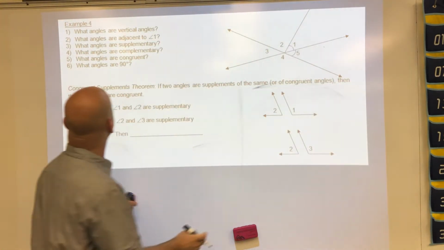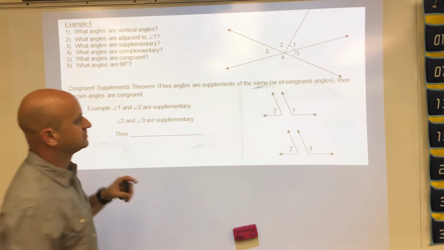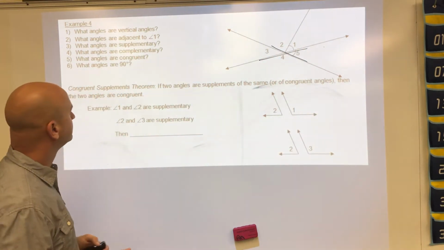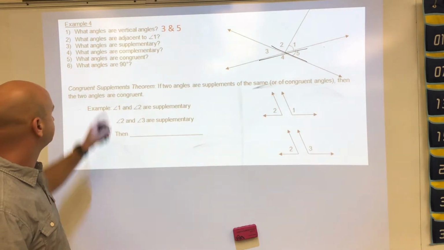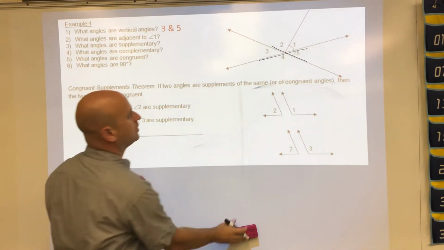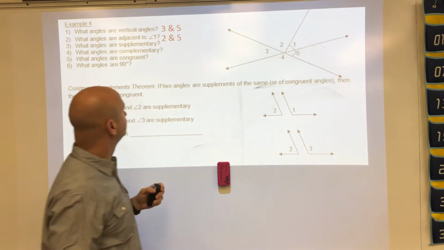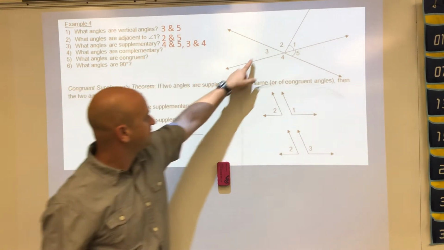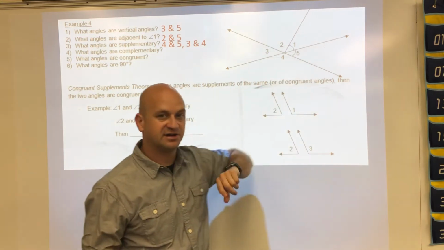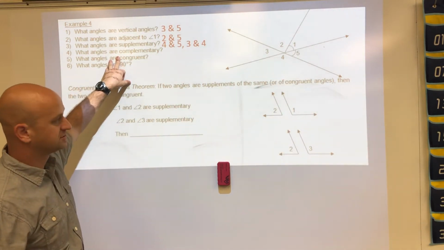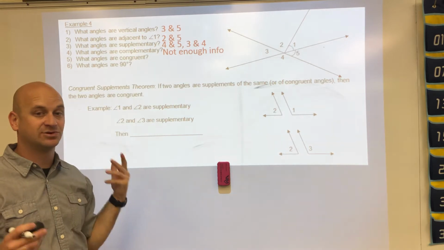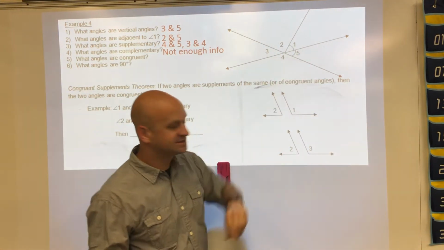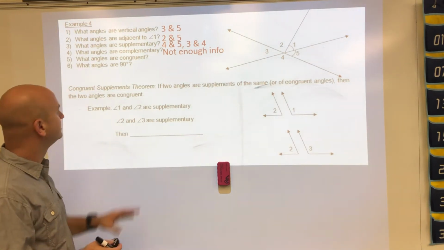Okay, in the next example here, what angles are vertical? So again, we're looking for angles that make an X. So there's the X in this particular problem. And so that's going to be 3 and 5. What angles are adjacent to 1? This is going to be 5 and 2. All right, what angles are supplementary? That would be 3 and 4, and 4 and 5. What angles are complementary? In this example, we actually don't have enough information. Even though these are congruent and it looks like it's 90, they don't actually tell us that it's 90.